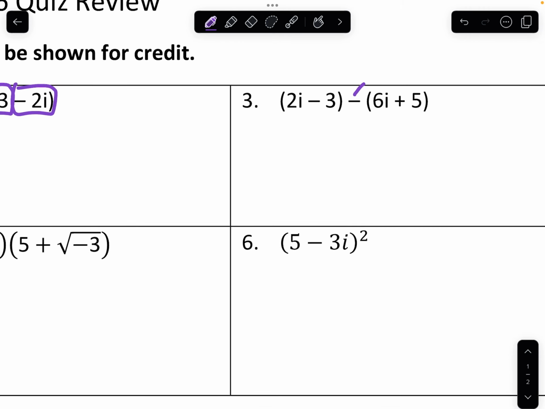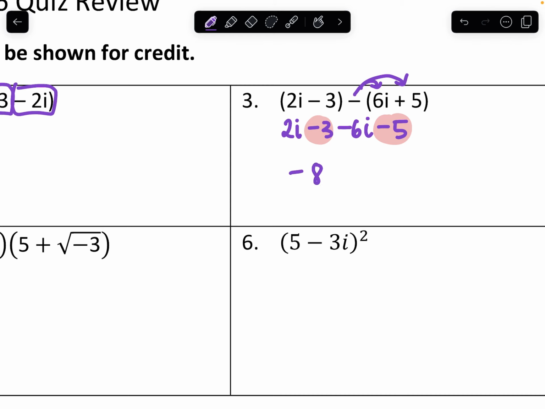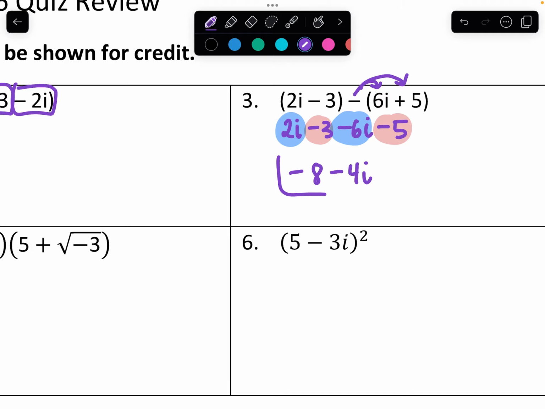Here we are subtracting, so it's best to go ahead and distribute a negative and ignore the parentheses. And so no parentheses now that we've distributed the negative. And then when we combine our like terms, our real parts are -3 and -5 for -8. And then the imaginary part is 2i minus 6i, which is -4i. And so our final answer is -8 minus 4i.